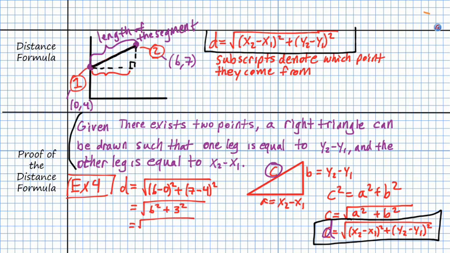So this is equal to the square root of 36 plus 9, which is the square root of 45. So that would be my final answer here: the square root of 45 is the distance. Later in the course we'll learn how to break this down and turn it into a simpler answer, but right now that's what I would expect, the square root of 45.